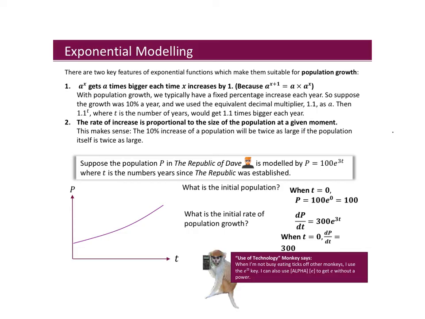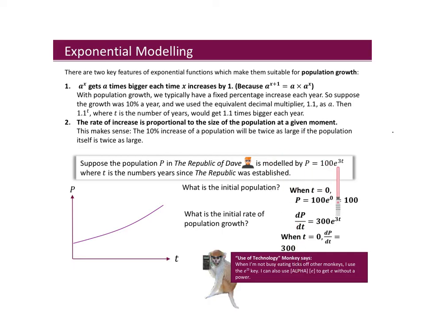The initial population is when t equals 0. Everyone should know that the initial population is going to be on our y-intercept. This is always our initial population size. When t equals 0, P equals 100e to the power of 0, because 100e to the power of 3t is our model, and at our initial value the time is 0, so it's going to give us 100.